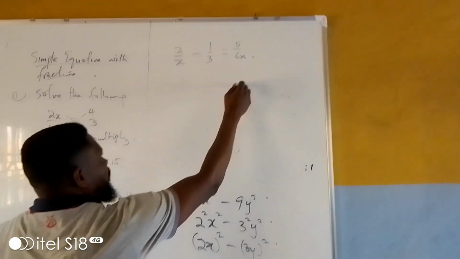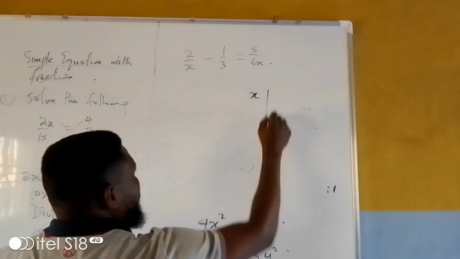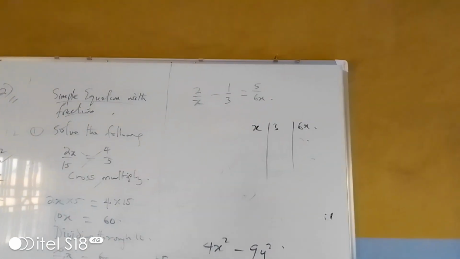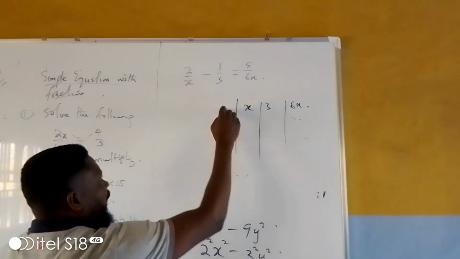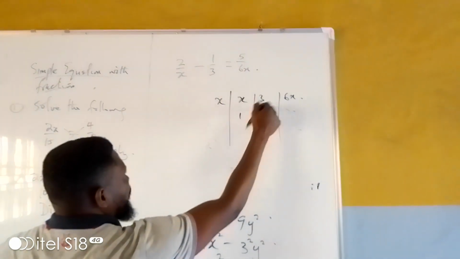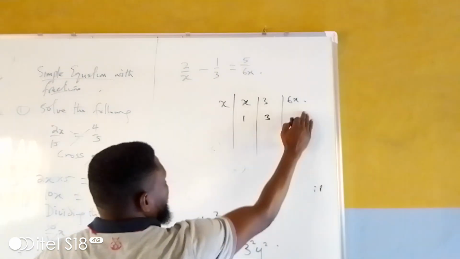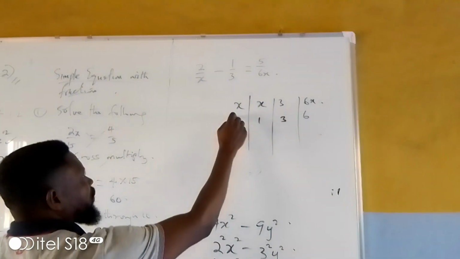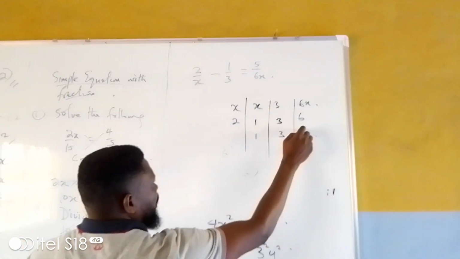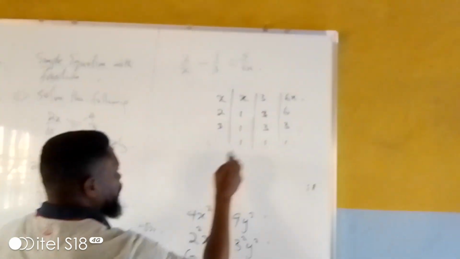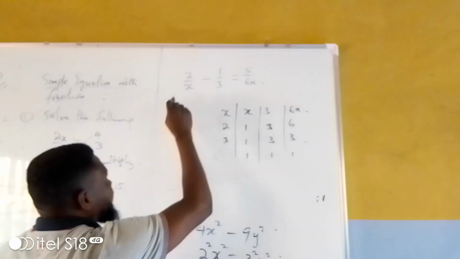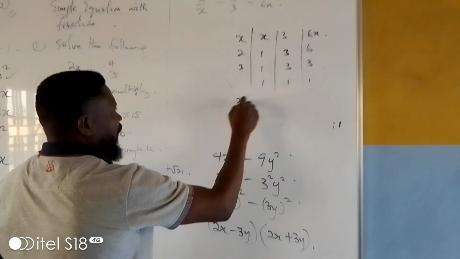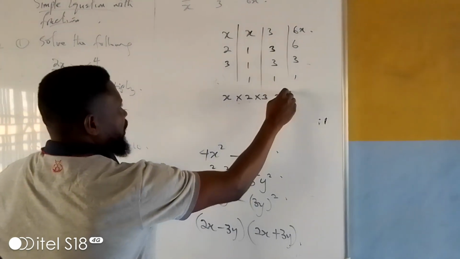You can decide to take the LCM of the three denominators here. Talking about x, 3 and 6x. So when you take the LCM of these 3 denominators, of course, x into x gives us 1, x into 3 gives us 3, x into this reduces this to 6. Then what can go again? 2 can go. 3. So at the end of the day, you find out that the LCM of these three fractions is x times 2 times 3, which is 6x.